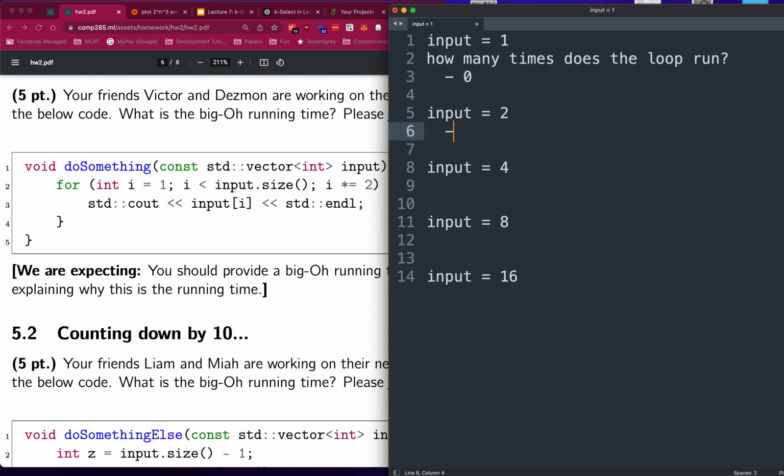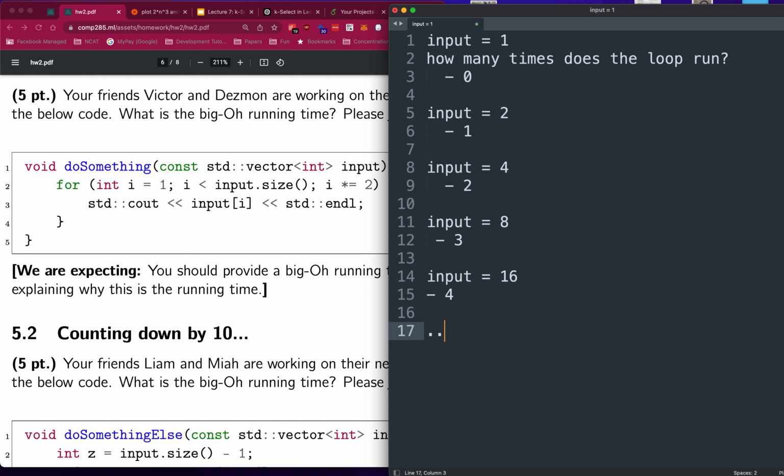So for an input of size 2, our for loop runs once, because it'll first check if 1 is less than 2, which is true. And then it'll multiply i by 2, which means i will become 2. And then it will check if 2 is less than 2, which is not true. For an input of size 4, it actually runs 2 times. The first iteration, then the second iteration, it'll multiply 2 times 2, which will be 4, and it will not run again. For an input of size 8, it runs 3 times. And for an input of size 16, it runs 4 times.